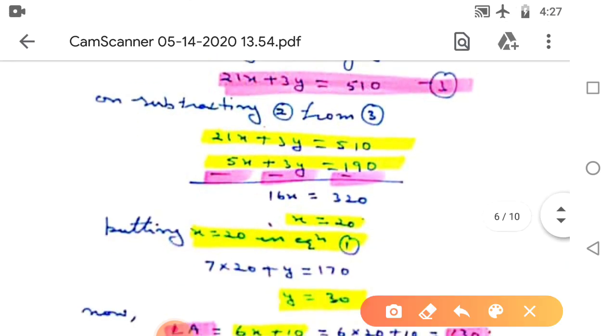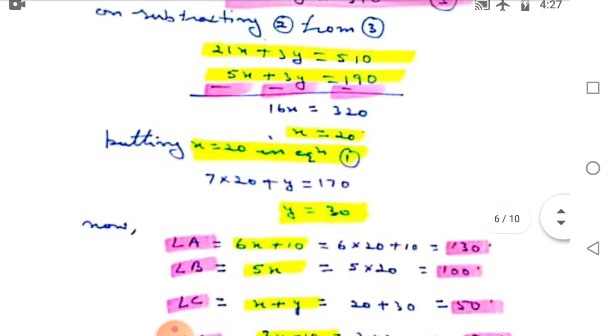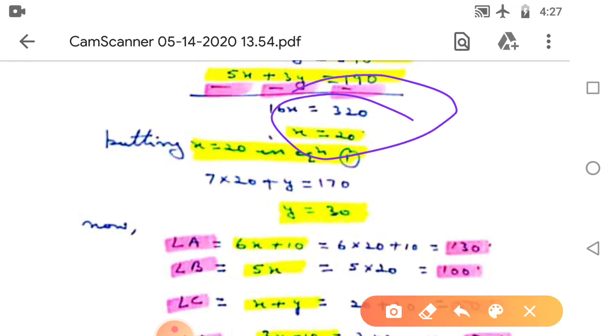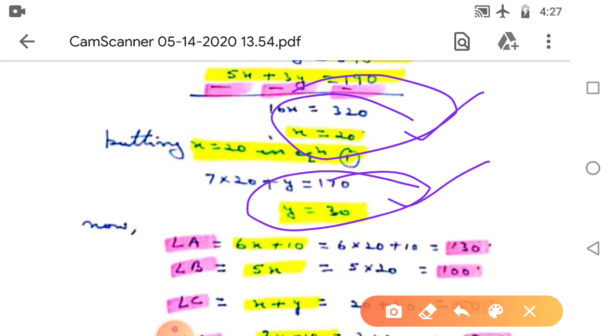Now after putting the value of x in equation number 1, that is 7 into 20 plus y is equal to 170. So this gives me y is equal to 30, right? And we have two values, x and y. X is equal to 20 and y is equal to 30.